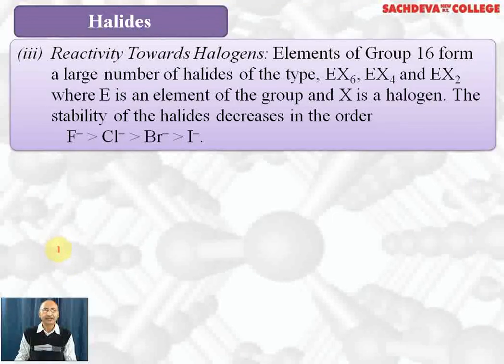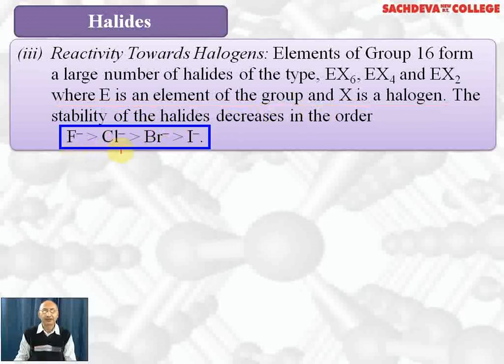Let's take up halides of group 16 elements. Elements of group 16 form three types of halides: hexahalides, tetrahalides and dihalides, where E is the element of group 16 and X is halogen. The stability of halide follows the order.